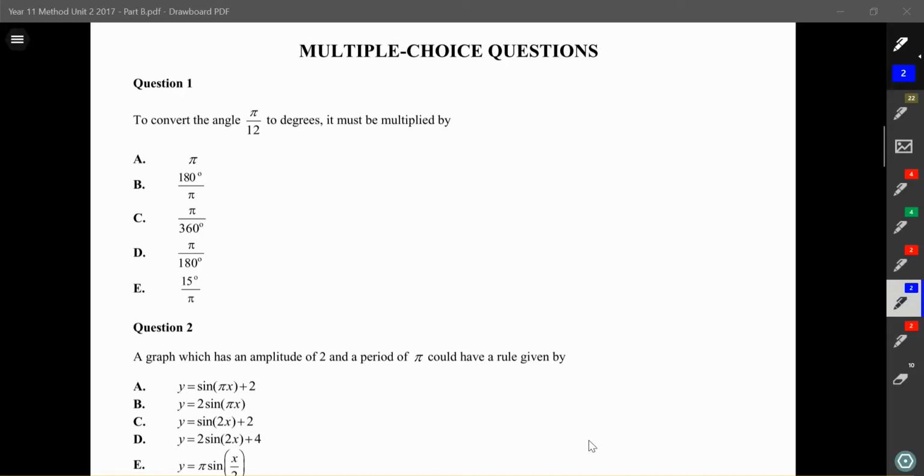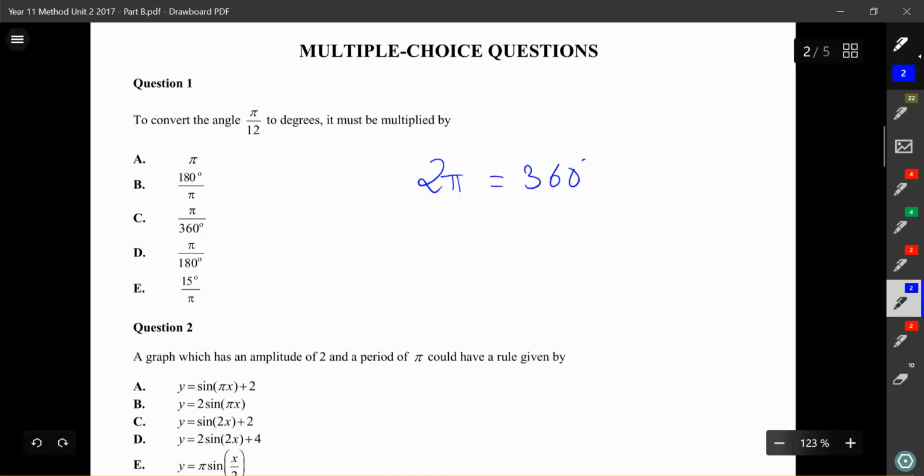Convert any angle in radians to degrees. It must be multiplied by, and again, if you've forgotten, you can always stick to the simple idea: 2 pi is equivalent to 360 degrees. So if you want to convert radians to degrees, first you've got to find out 1 radian. The only way to get 1 radian is to divide both sides by 2 pi, and this will cancel out to be 1 radian. Okay, 1 radian is equal to 360 on 2, which makes it 180 on pi.